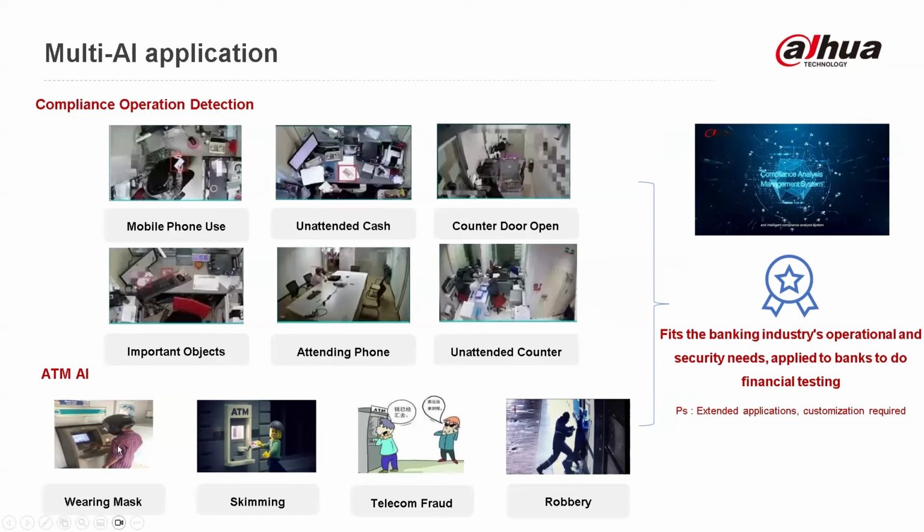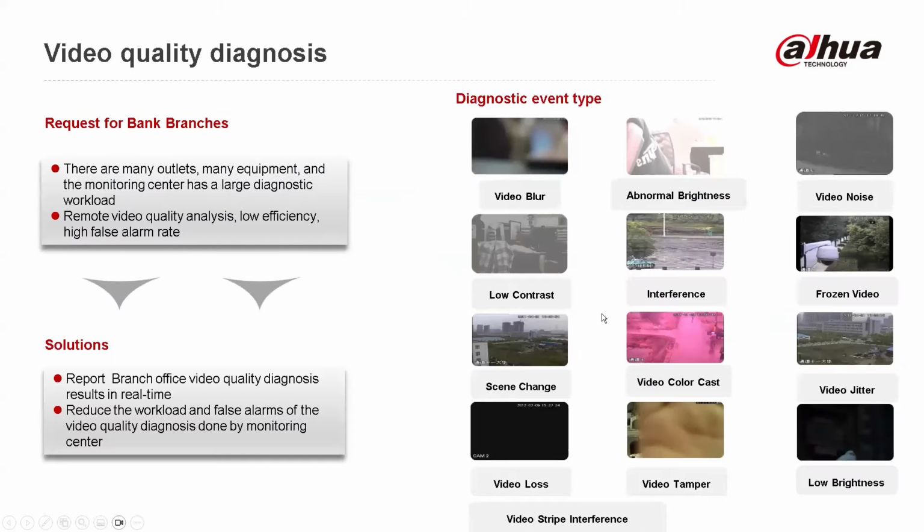Then we have the ATM, and we are going to look into more detail about this ATM. At the ATM, we check things like wearing masks, trying to scheme or scam the ATM, some fraud, maybe over the phone, robbery within the ATM, and we trigger the alarm. And this actually fits the banking industry's operational and security needs. And we have applications that we can also customize as required by the bank.